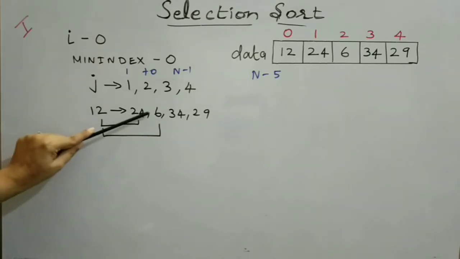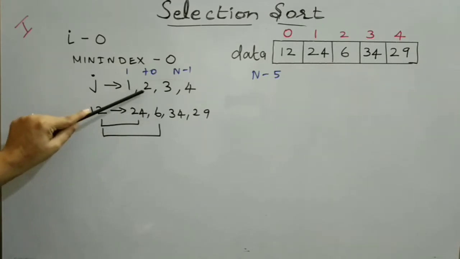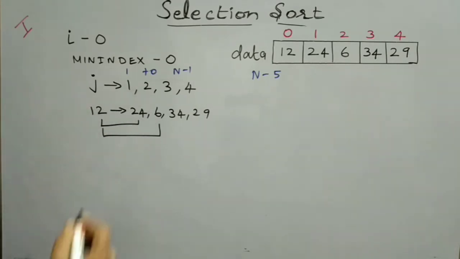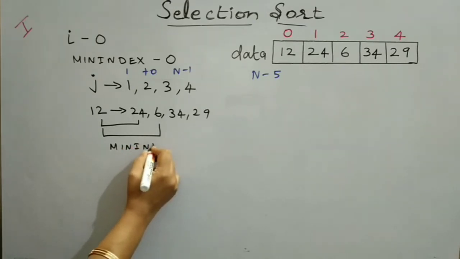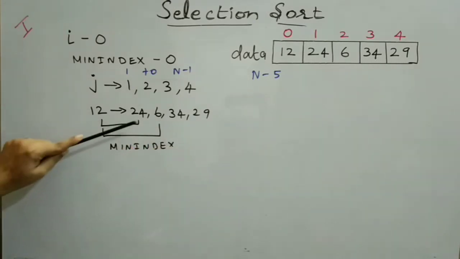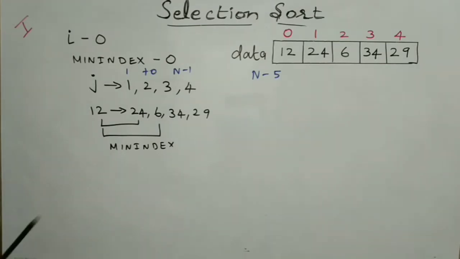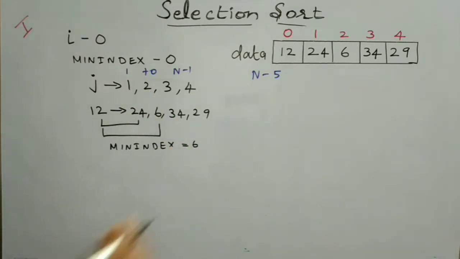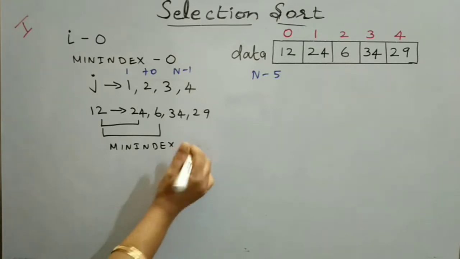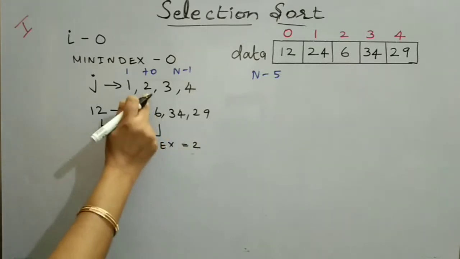Okay, now the minimum element is in index position j. So now the minimum index is updated to take the index position of the smallest element, 6. The element 6 is in index position 2, so minimum index now becomes 6, sorry, 2. Minimum element is 6, which is in index position 2.